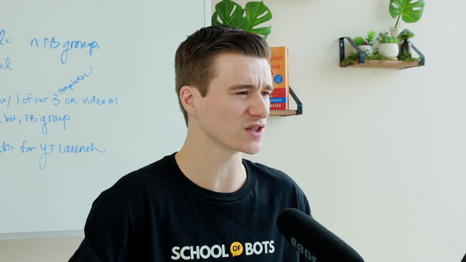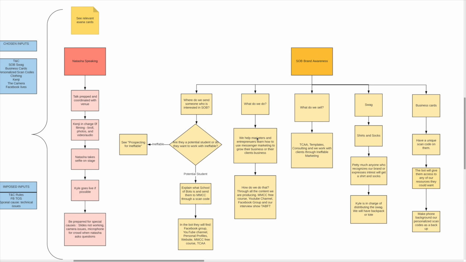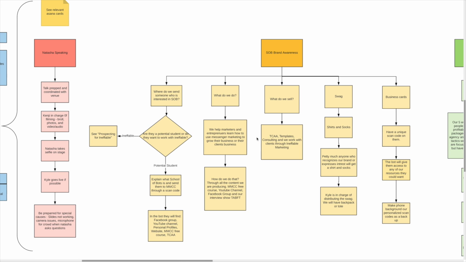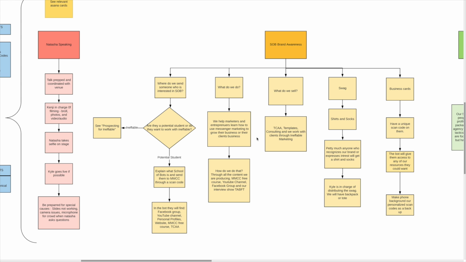So let's move on now to the School of Bots brand awareness subsystem. So again, this is going to be where Natasha, I, or our team members are at a conference. If anyone approaches us, how are we positioning School of Bots? How do we answer the question of, what do you do? What do you sell? Where are you guys located? So on and so forth. If anyone asks us those questions, our team are going to answer them exactly the same, and there's going to be no discrepancy as to what our brand image looks like and the brand awareness that we want to spread.